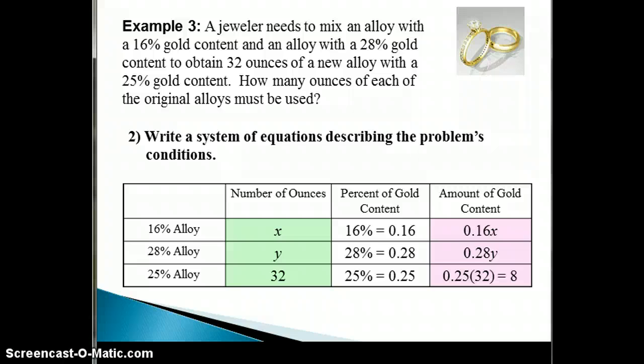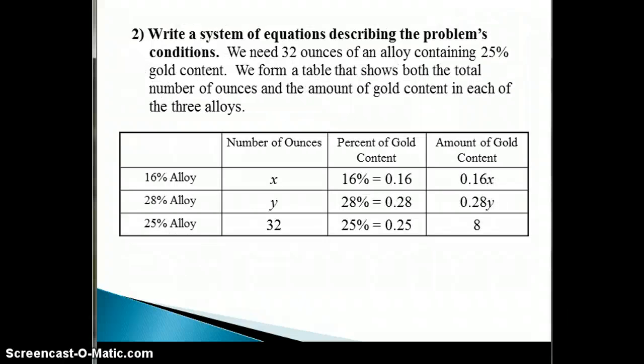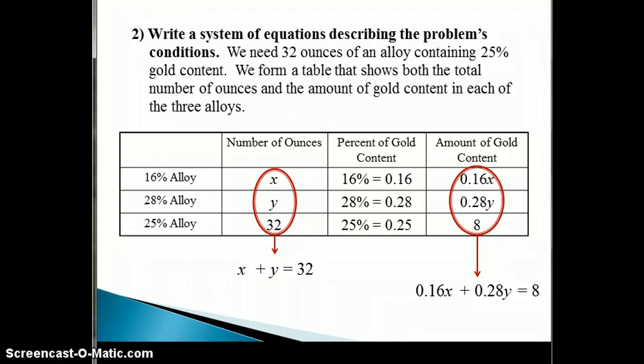Now we're ready to write our system. Since we're mixing X ounces of the 16% alloy with Y ounces of the 28% alloy to obtain our 32 ounces of mixture, we obtain an equation of X plus Y equals 32 from that information. Similarly, the amount of gold content should add up. So the amount of gold in the 16% alloy plus the amount of gold in the 28% alloy will add up to the amount of gold in the mixture. That is 0.16x plus 0.28y equals 8. These are the two equations that make up our system.